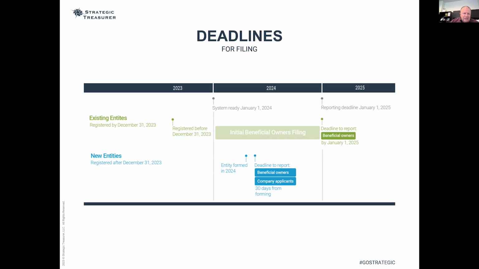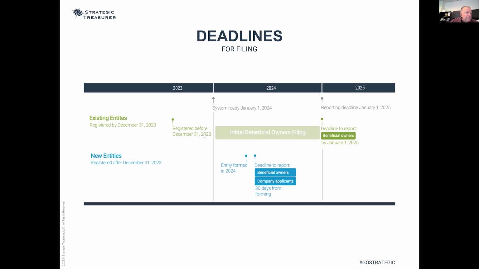But when people look at the deadlines, they're going to see existing entities and new entities. Existing entities are those that are registered before the end of this year, and new entities are after that. But when you look at it, if you filed before, you only have to do the beneficial ownership filing. You won't have to report company applicants, but you still have to report who the beneficial owners are.